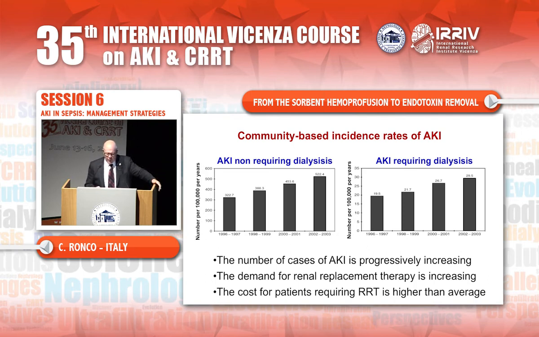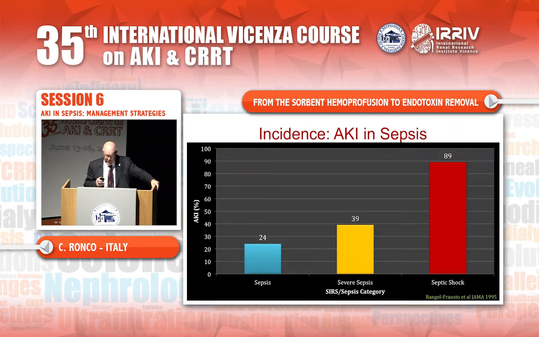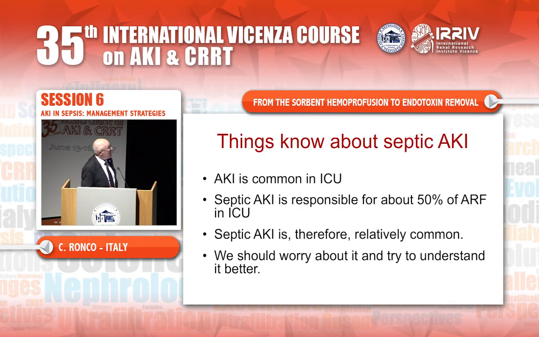replacement therapy, and this increased the cost tremendously. We know that we have precipitating factors, and among them, sepsis is one of the most important. And when you have sepsis and septic shock, actually the incidence of AKI increases dramatically. Now, we know today that patients with septic AKI tend to have a lower survival due to the comorbidity involved in sepsis. We know that AKI is common. Septic AKI is even more important and responsible for about 50% of the AKI in the ICU. And septic AKI is something to worry about.